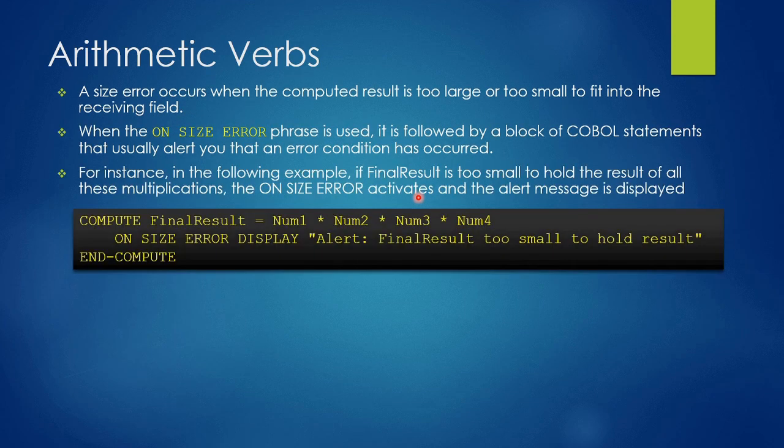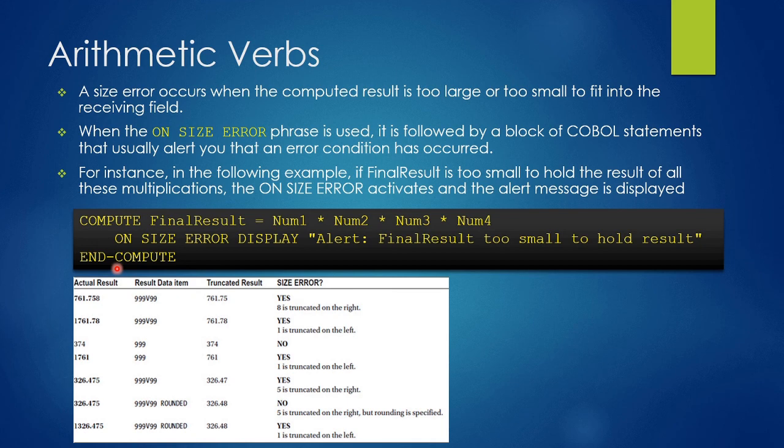Here is an example to show how we can use the ON SIZE ERROR phrase. We have coded a COMPUTE statement in which the multiplication of the values of num1, num2, num3 and num4 will go into the final result variable. We are using the ON SIZE ERROR phrase, and in that phrase we are executing a DISPLAY statement which will alert: final result too small to hold result. We are ending the compute with a delimiter, END-COMPUTE. END-COMPUTE is an optional delimiter. We can use a period to delimit the scope of COMPUTE, but it is always a good practice to use END-COMPUTE.